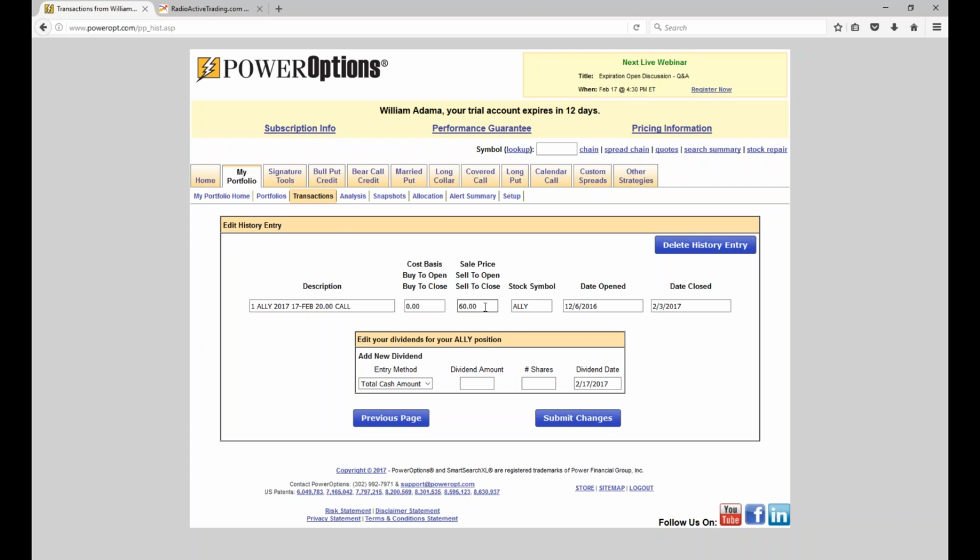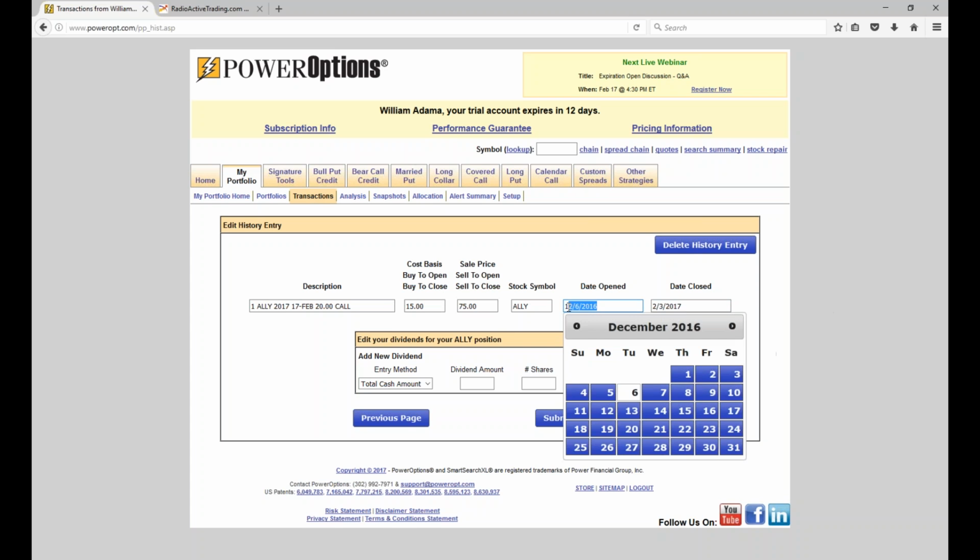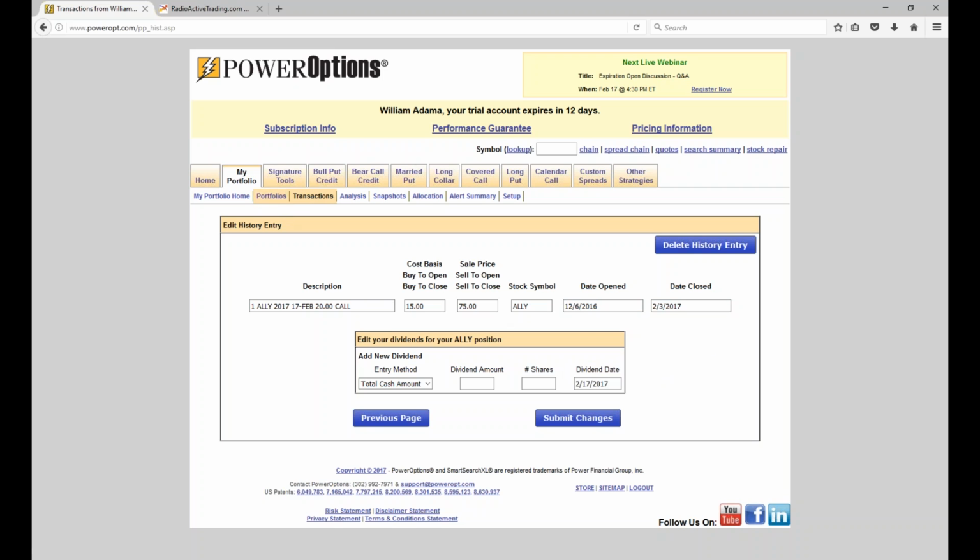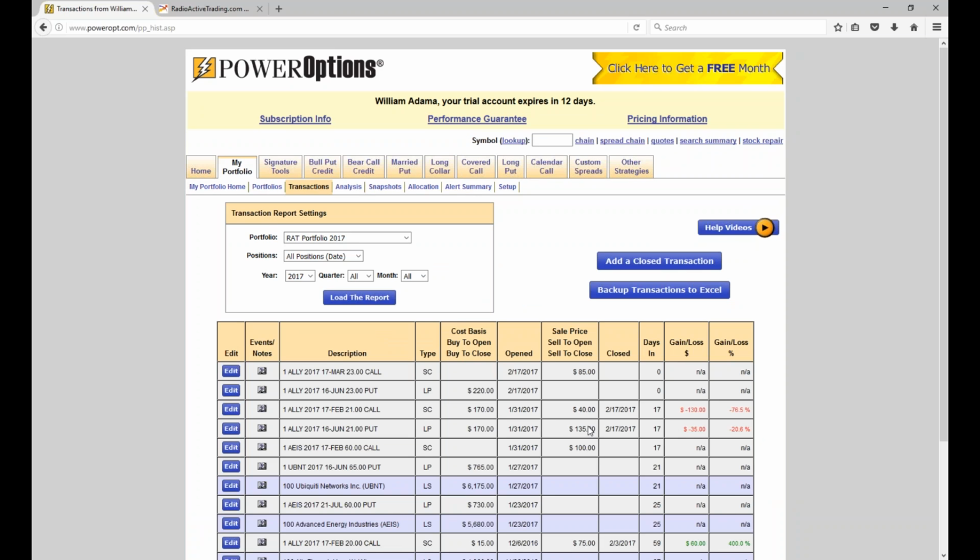If there is an error, and let's say I actually got 75 cents premium instead of 60, well, I could edit that. But maybe I got 75 cents and I actually had to buy it back for 15 cents, or in this case, $15. And the trade dates remain the same. So from the transactions field, if it's a closed position, David, you can make your edits there. You can delete that sale, or we can make a change. Here I'm just going to make the change where I sold it for 75 and bought it for 15. So let's go ahead and submit that.